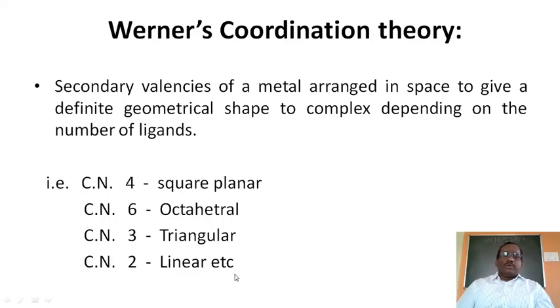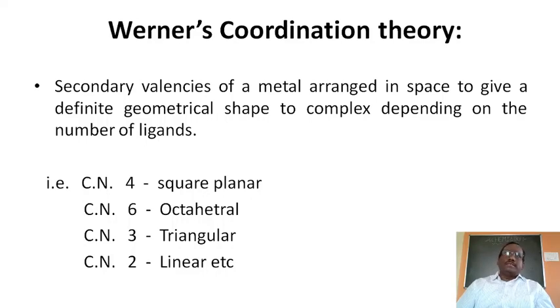Coordination number 2 gives linear geometry. Coordination number 3, triangular. Coordination number 6, octahedral. Coordination number 4, square planar. It depends on the number of secondary valencies around the metal. These decide the geometry of the complex.